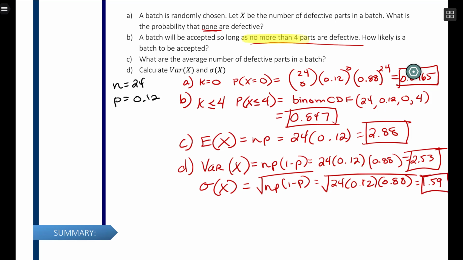Again, I know these values don't mean a ton. I can explain the standard deviation by saying that I can expect on average 2.88 parts to be defective for every single batch, a batch of 24. But what would I typically expect to see? I know it's not always going to be that. It means I wouldn't be surprised if I was off by 1.59 from this 2.88 value. That's what the standard deviation really tells us. It's how much there is a typical variation from the mean.